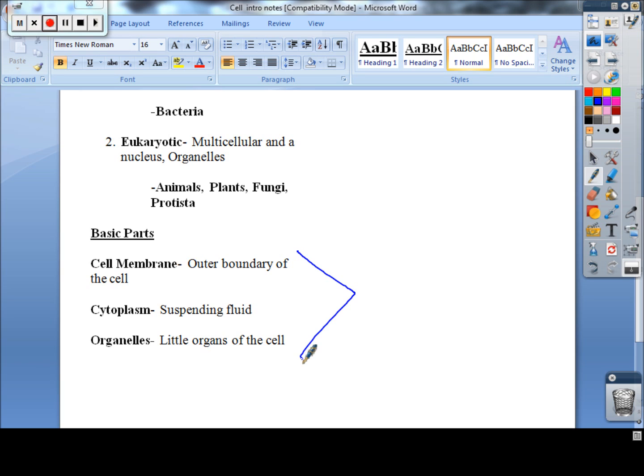The cell membrane is just the outer boundary of the cell. The cytoplasm is the fluid that holds all the organelles and the DNA. And the organelles are those little things that help the cell stay alive. The important word here to describe organelles is little organs. These are prokaryotic and eukaryotic.